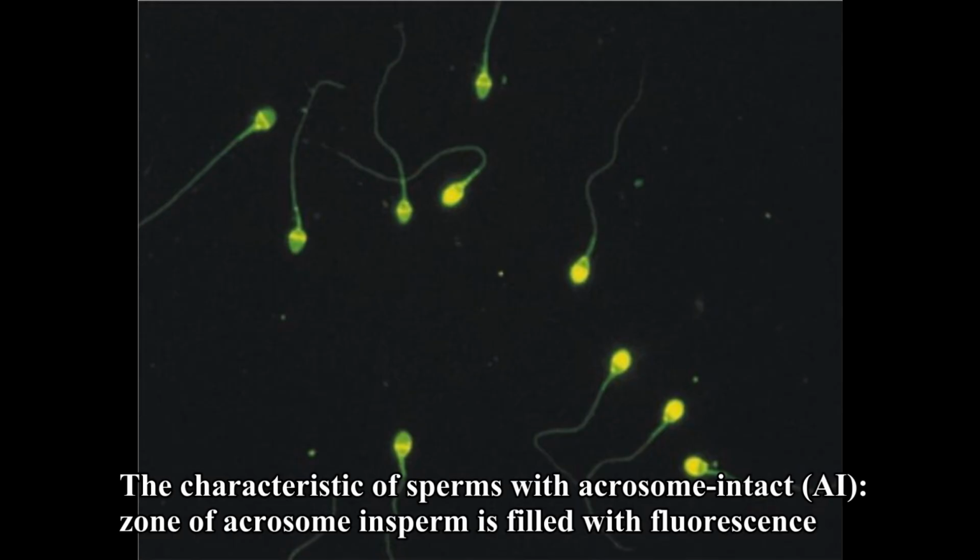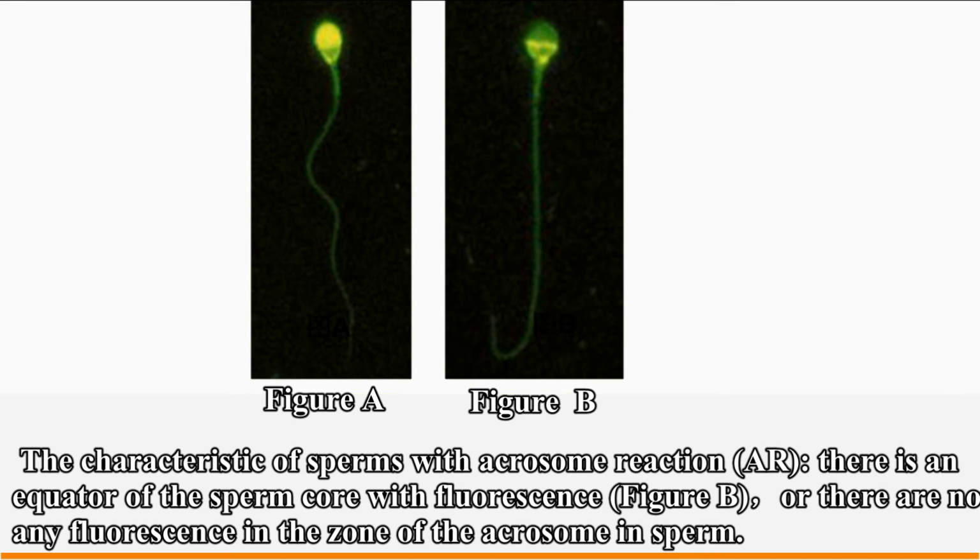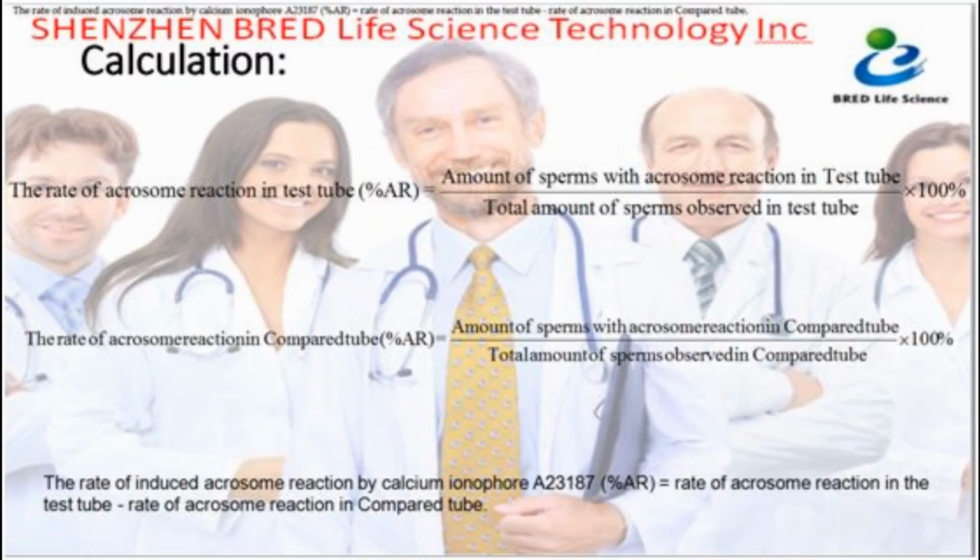The characteristics of sperms with acrosome intact, AI: the zone of acrosome in sperm is filled with fluorescence. The characteristic of sperms with acrosome reaction, AR: there is an equator of sperm head with fluorescence. Figure B, where there is not any fluorescence in the zone of acrosome in sperm.